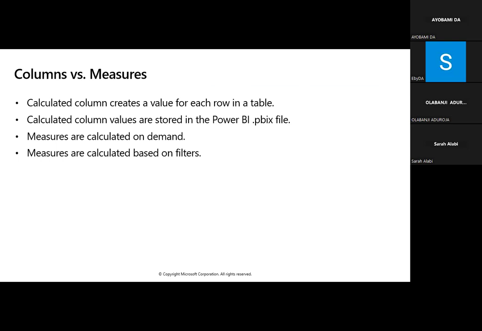Column versus measure. What's the difference? A calculated column creates a value for each row in a table, while your measure only creates a single value. Okay? Your calculated columns create a value for each row in a table. Calculated column values are stored in Power BI, inside your file. Measures are calculated on demand. Your measures are on demand. It's not really stored in your Power BI.